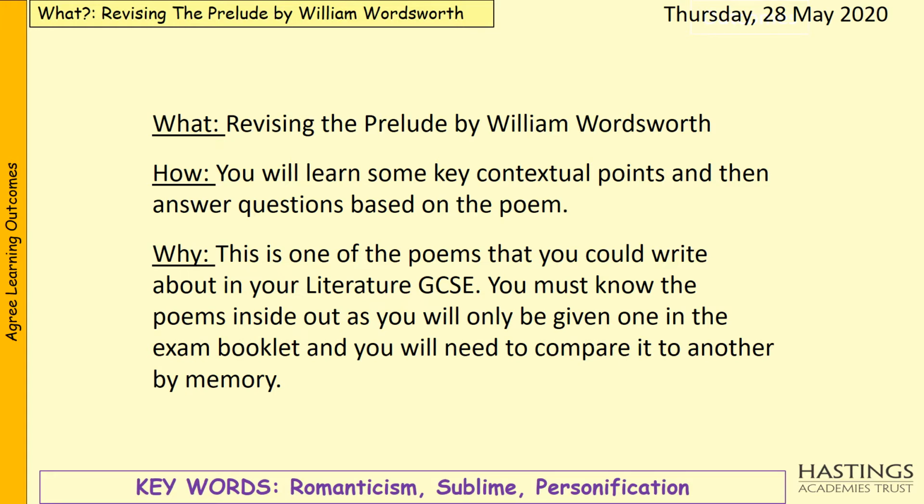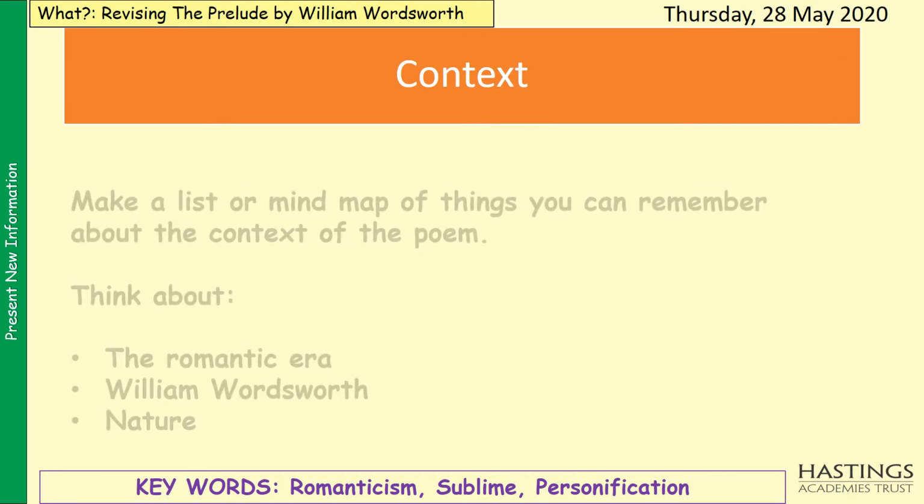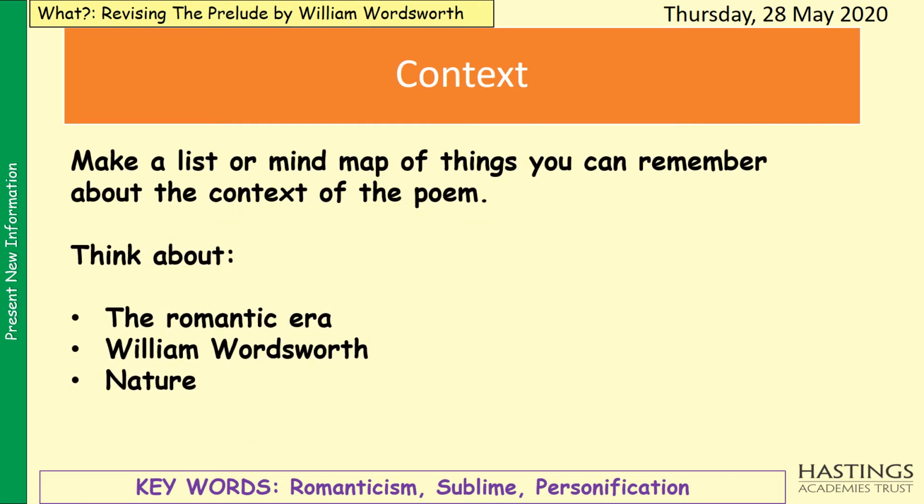So let's start. Thinking about the context, can you make a list or mind map of anything you can remember about the context of the poem? You will have read this in class before, so just think back. Do you remember anything about the Romantic era? I just gave you a little bit of information in the do now. See if you can remember anything else. Can you remember anything about William Wordsworth himself? And can you remember anything about nature? How did the Romantics, people in that era, view nature? What were their thoughts on it?